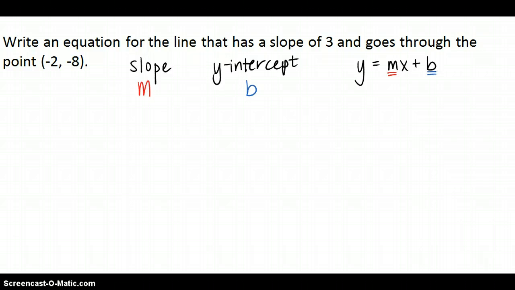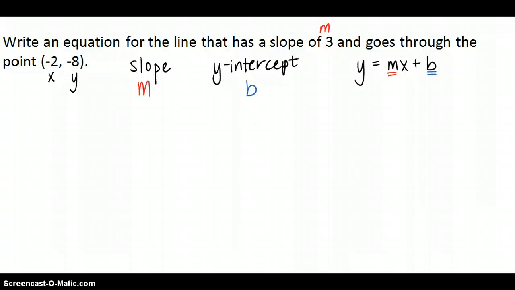So this first question asks us to write an equation for the line that has a slope of 3 and goes through the point -2, -8. So right away we're given m, and the only piece of information we need to find is b. So we're given a point, and each point has an x-coordinate and a y-coordinate, as well as our m, right? Our slope is 3. So we can start by taking those 3 values and plugging them into our slope-intercept equation.